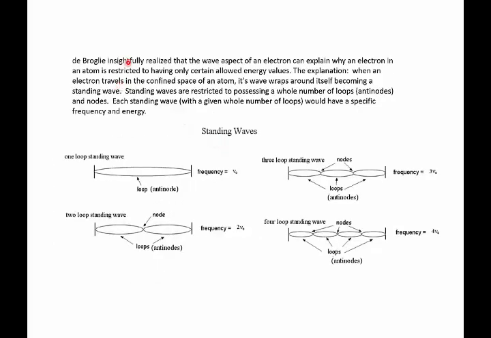Now, de Broglie insightfully realized that the wave aspect of an electron can explain why an electron in an atom is restricted to having only certain allowed energy values. And Bohr couldn't really answer that. And here's the explanation. When an electron travels in the confined space of an atom, something interesting happens. Its wave is going to wrap around itself. It no longer is a traveling wave, it becomes a standing wave.